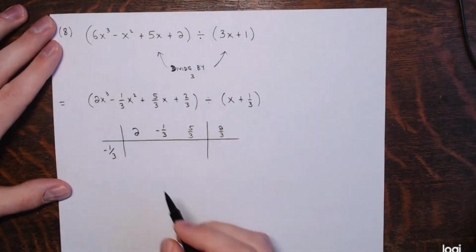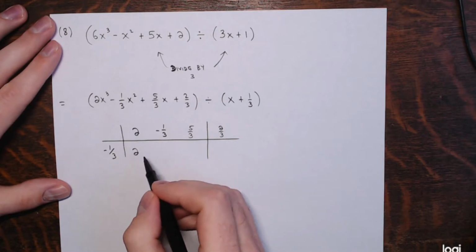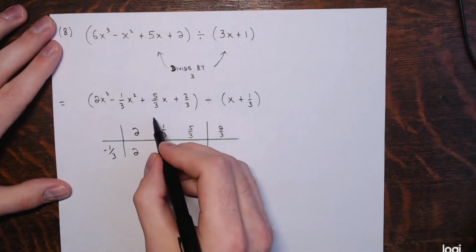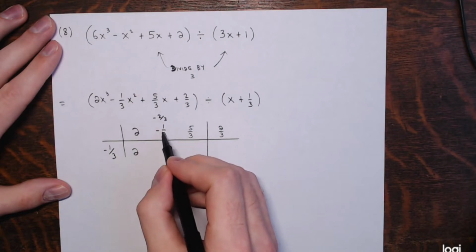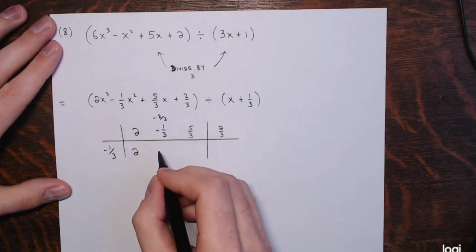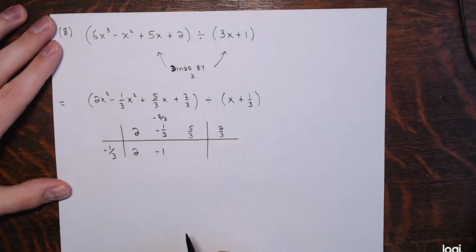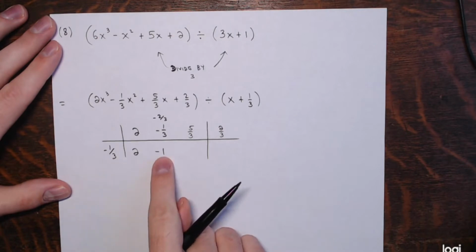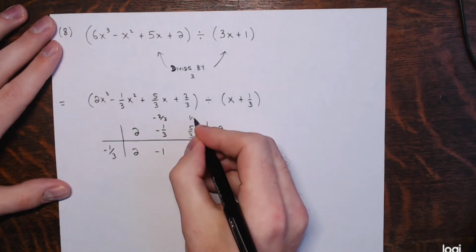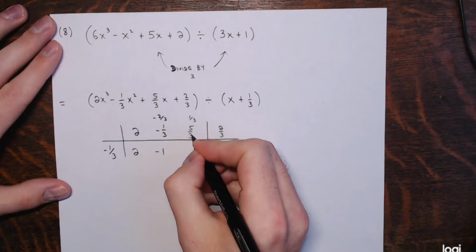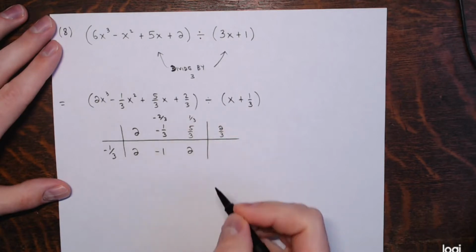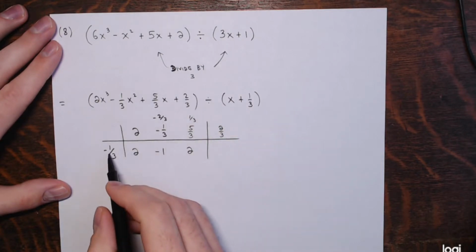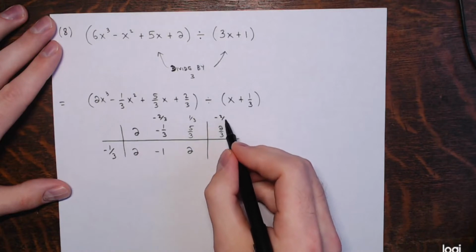Lead coefficient drops down. Multiply, you got negative 2/3. Then you add negative 1/3. That's negative 3/3, which is negative 1. Multiply, you get positive 1/3. Plus 5/3 is 6/3, which is 2. And then negative 2/3. Oh, look at how nice this is again. The remainder is 0.